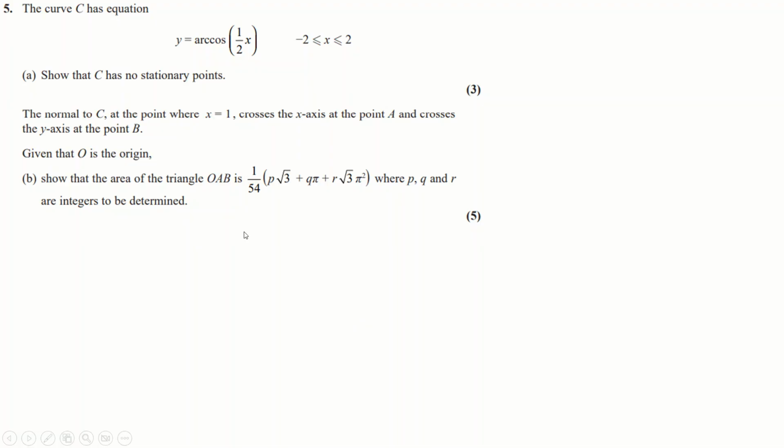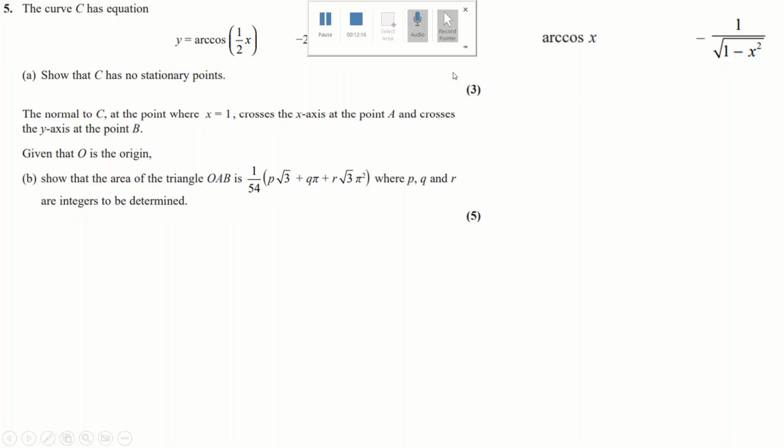Question number 5. So we've got y equals arc cos of this. That's cool. Show that it has no stationary points. Now, the formula book does give me the derivative of arc cos. However, it gives me arc cos of x, not arc cos of a half x. And you actually get 2 marks on this question for differentiating this properly.